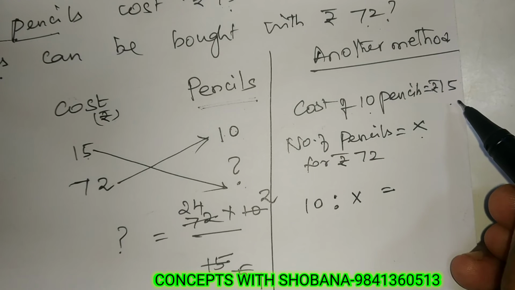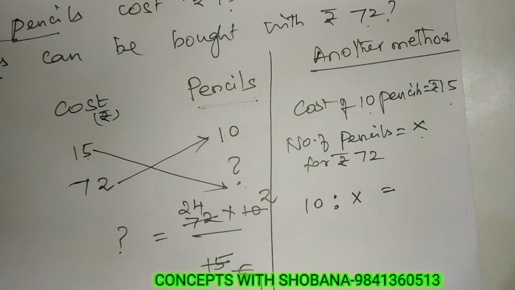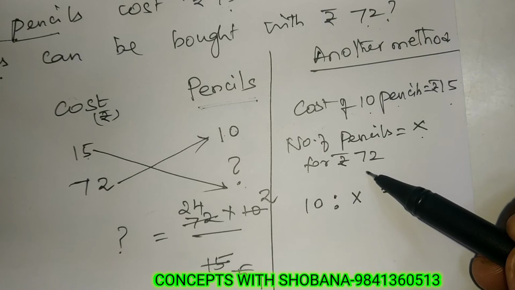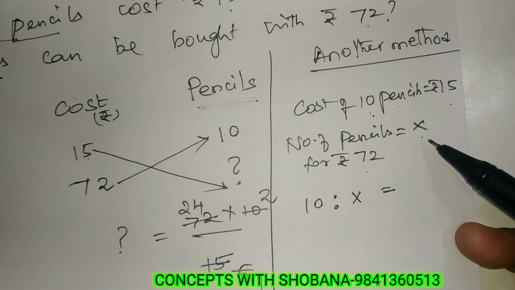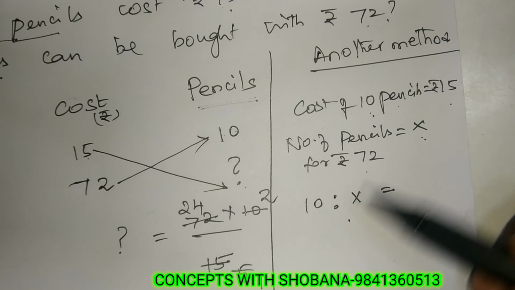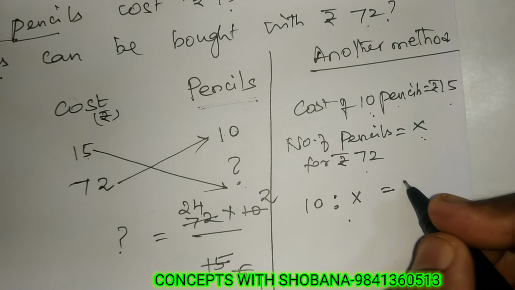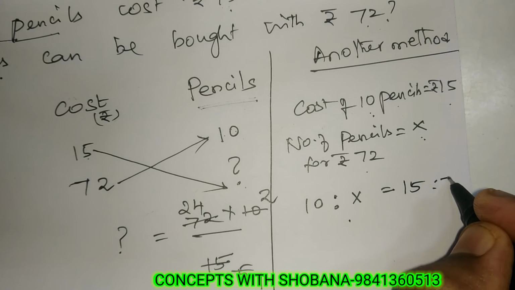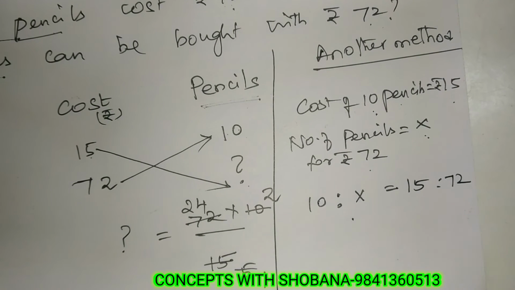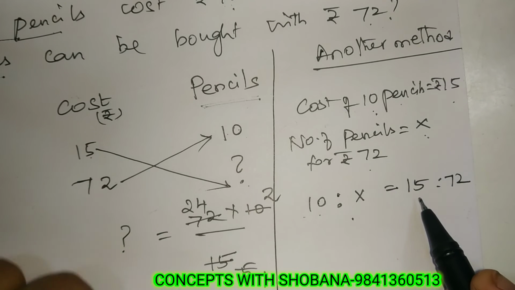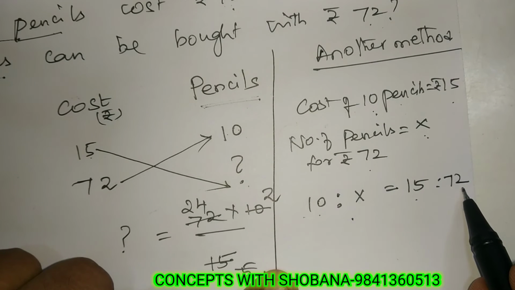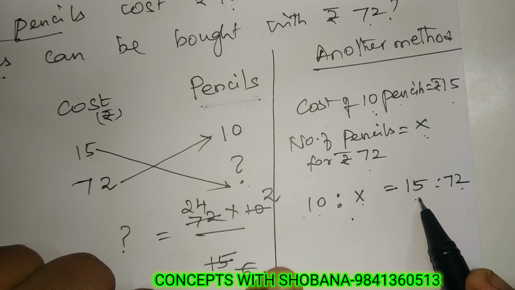what I said, ratios means comparing same quantities. So pencils with pencils I have to compare. Here 10 pencils, here X pencils. So 10 is to X. Similarly you have to compare the cost. Here the cost is 15, here the cost is 72. We should be very careful in this. You shouldn't change the cost. Note that the cost of 10 pencils should come here, and the cost of X should come here. For X you shouldn't write 72.